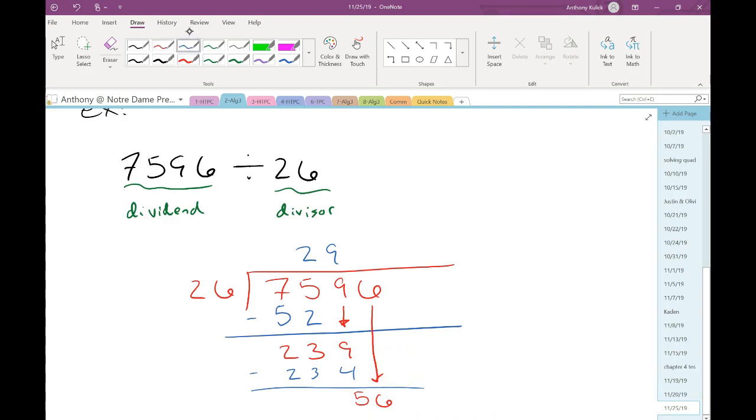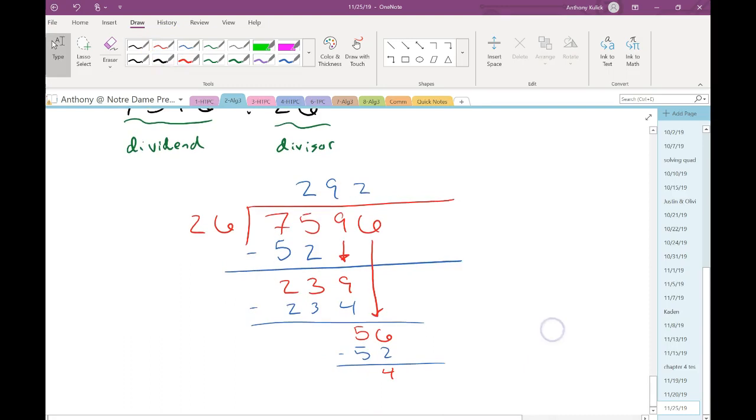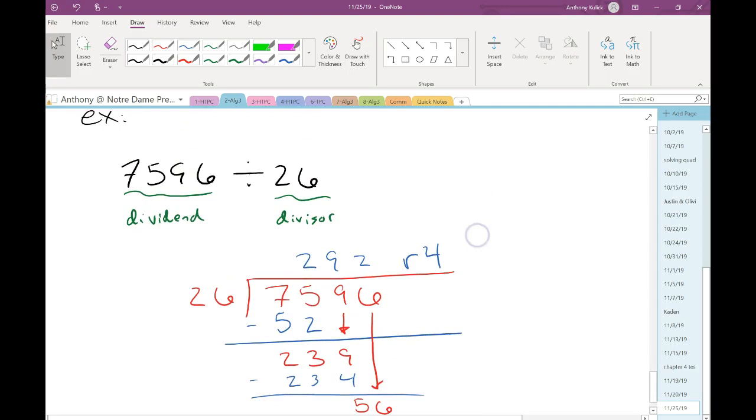And then how many times does 26 go into 56? Twice. 2 times 26 is 52. We subtract down and we get 4. What do we do then? We write remainder 4. Everybody remember kind of doing this? So we'd say our answer to this problem is 292. We call this number the quotient, just FYI, plus the remainder over the divisor.